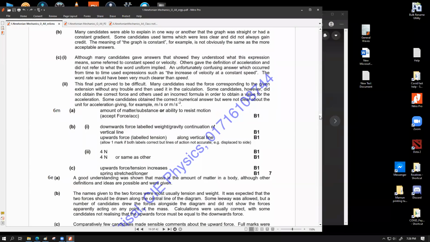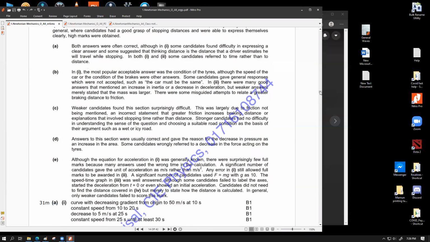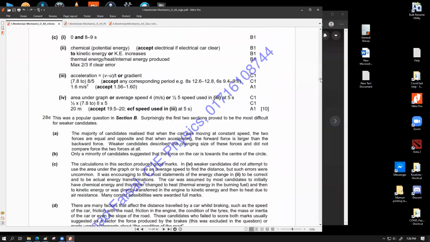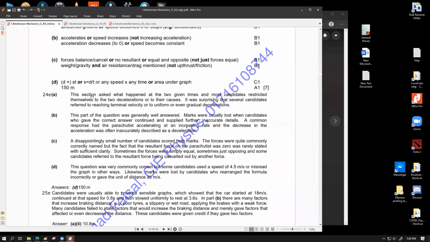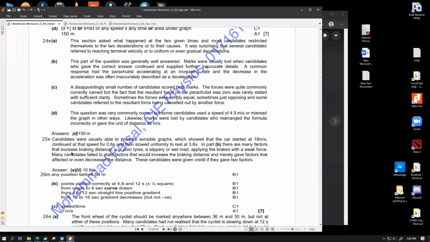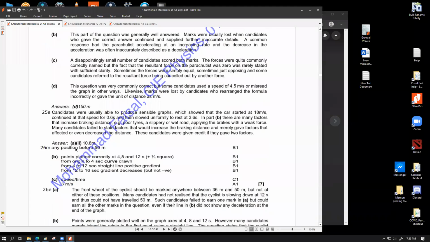Okay, this is an MCQ, we should go for the one above. 25, 25, 25. There were, okay, we only have the examiner's report, so we have a look at it.